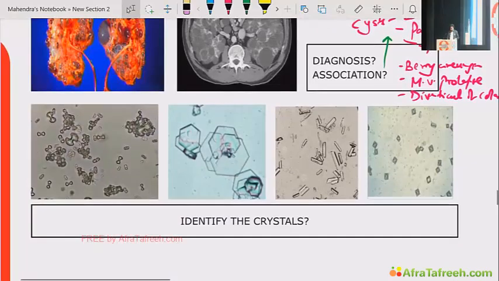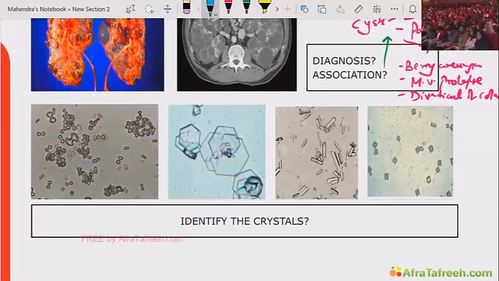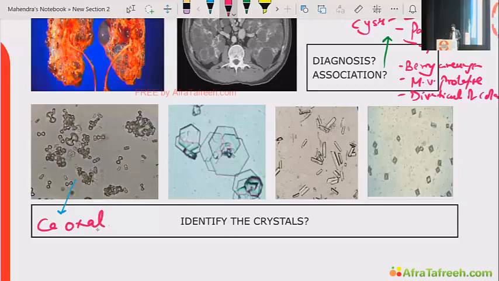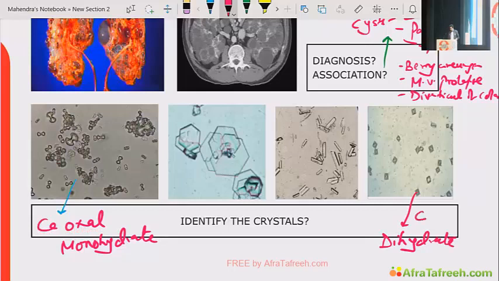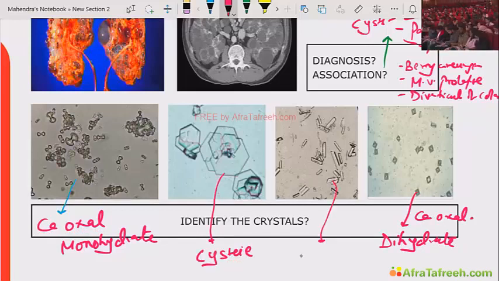Identify the crystals which you will see in the urine. So the patient is having a renal stone. What are these crystals? Dumbbell shape: calcium oxalate monohydrate. What kind of crystal will you see in dihydrate? Envelope shape. Okay, calcium oxalate dihydrate. Hexagonal: cystine stone. Coffin lid: triple phosphate. Okay, so these are the important shapes of urinary crystals in the urine.